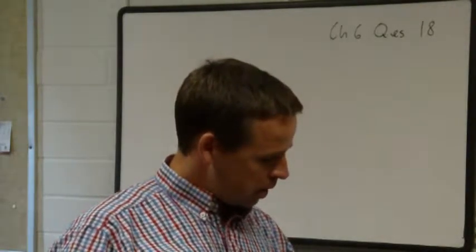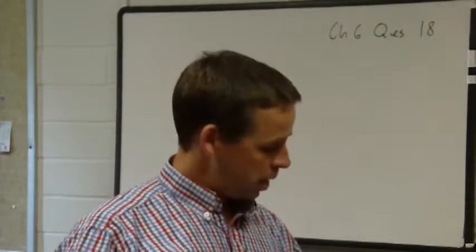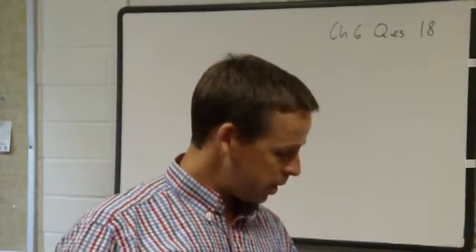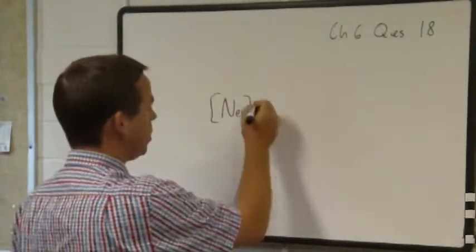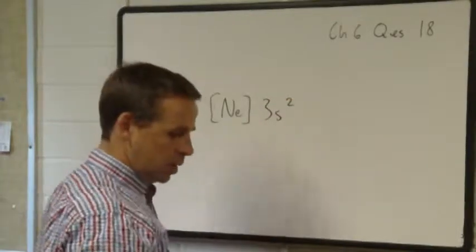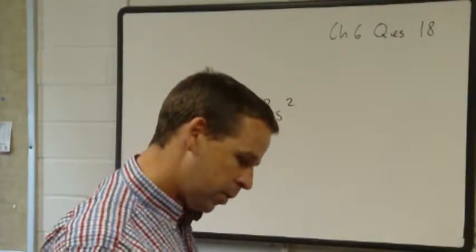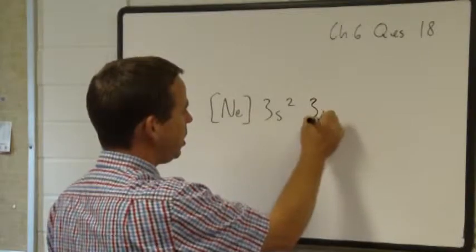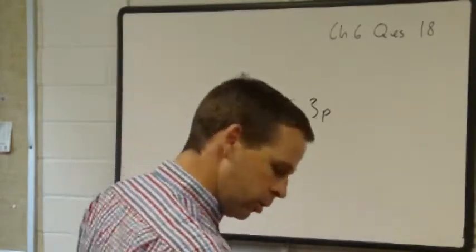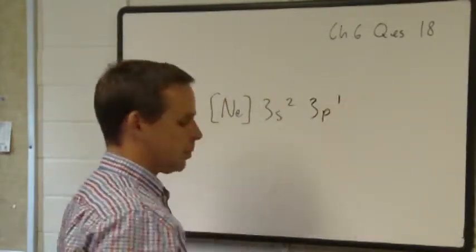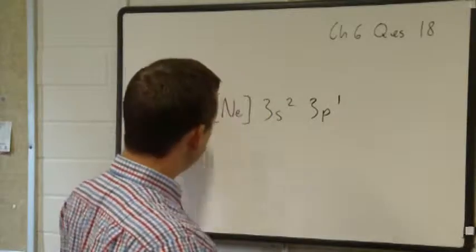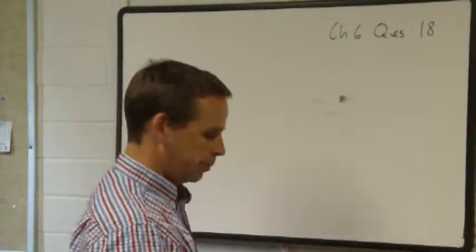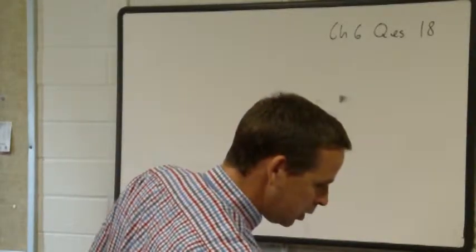Sodium is in the 3rd row down, and that is in the S block. So that's 3s1 and 3s2 for sodium and magnesium. So we have to put in here 3s2, and then the 3p for aluminum would have 1 electron. So that would be our electron configuration for aluminum.